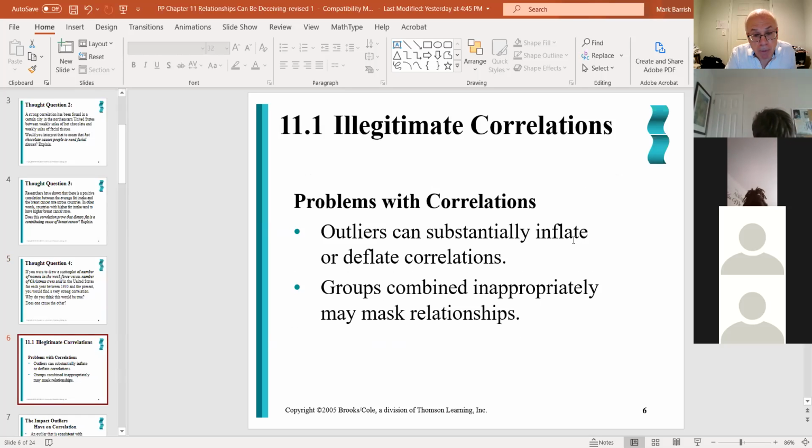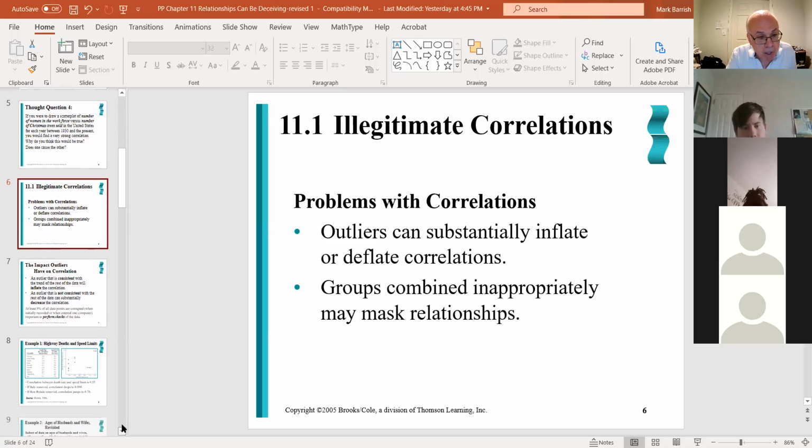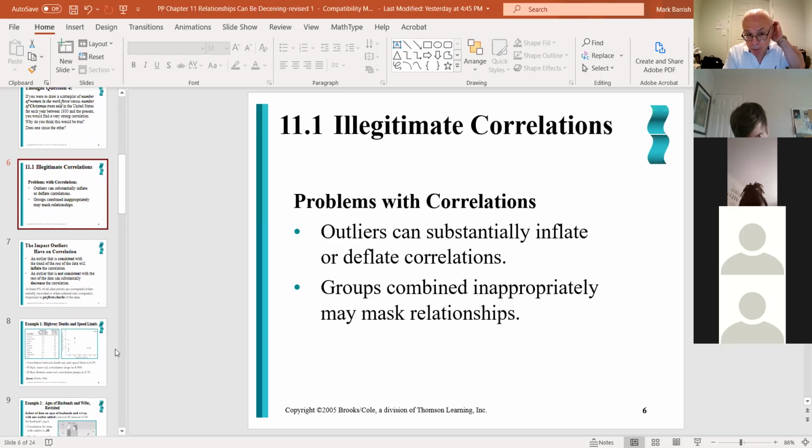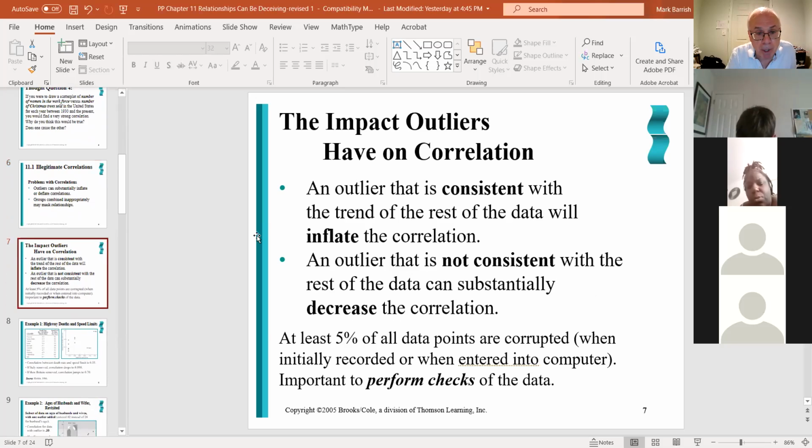Here's the thing that we talked about earlier with those outliers. Outliers can substantially inflate, which means increase, or deflate, which means decrease, correlations. Also, groups combined can mask relationships. That's something interesting, something that a lot of professional researchers kind of forget about, this idea of masking because of groups. But we'll show you an example of that in a minute.